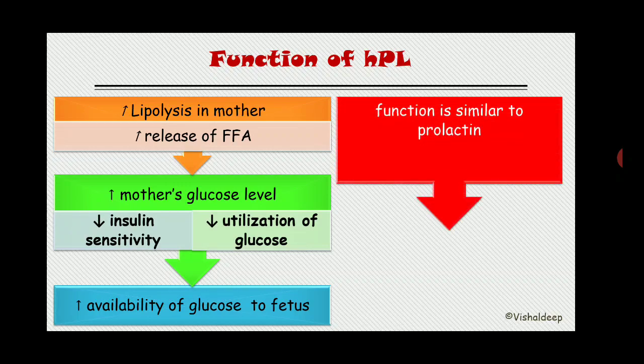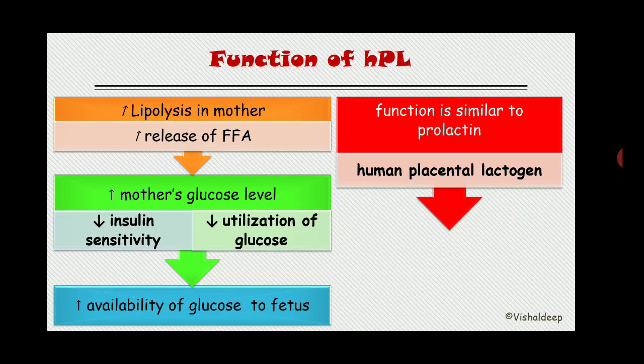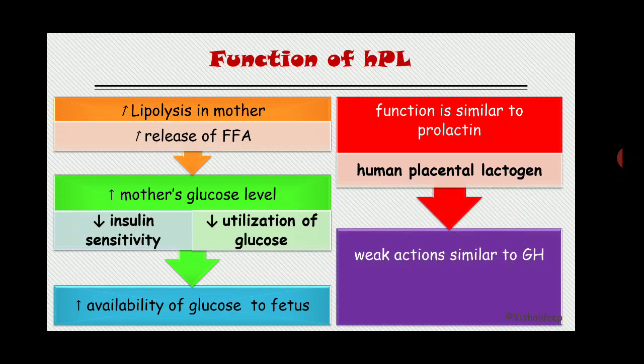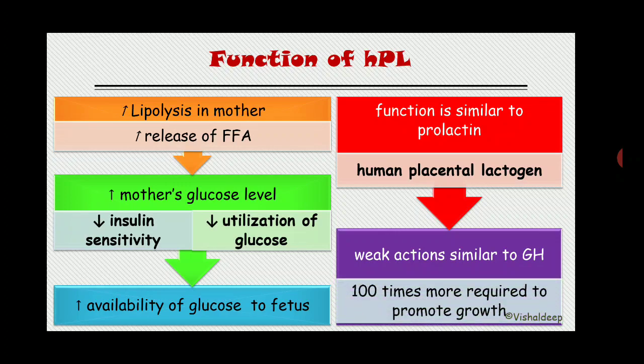And its function is very similar to prolactin. So first it is named human placental lactogen, and it is believed that its function is similar to those of prolactin. Got it? But it also has a weak action similar to growth hormone. Basically it is very weak. It is 100 times more required to promote growth inside a fetus.